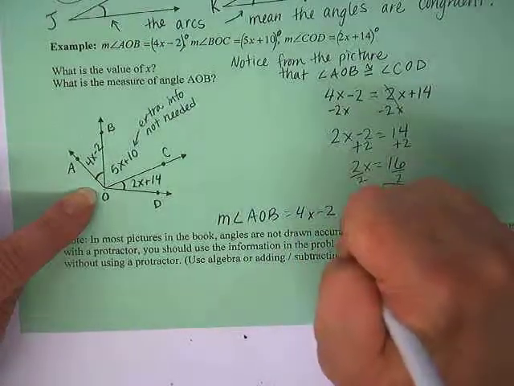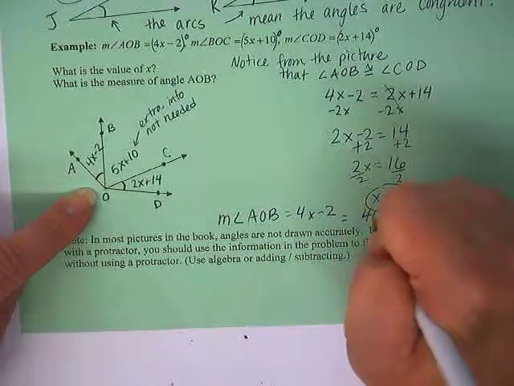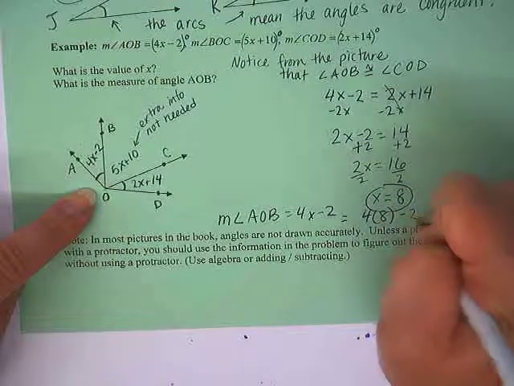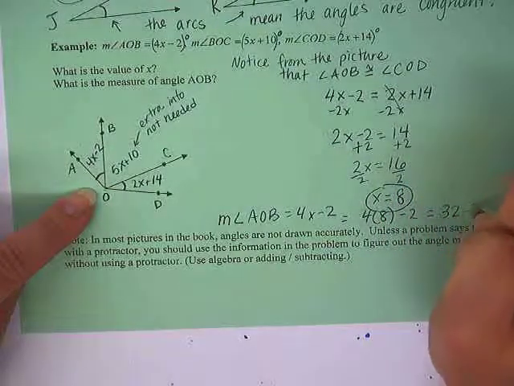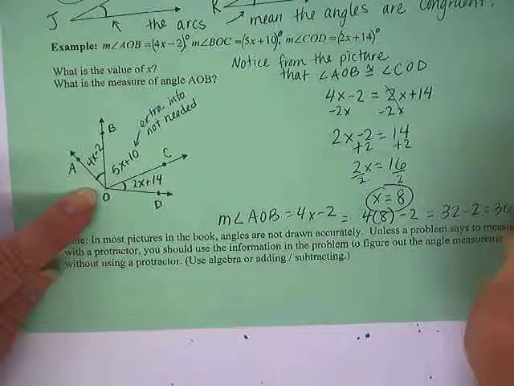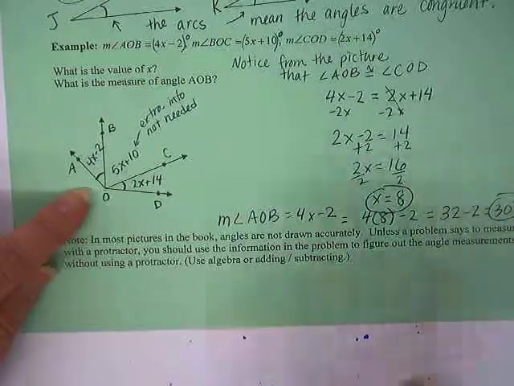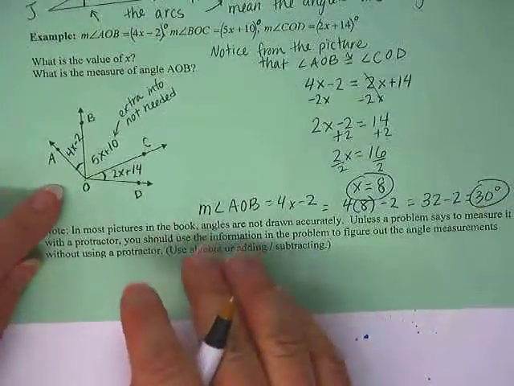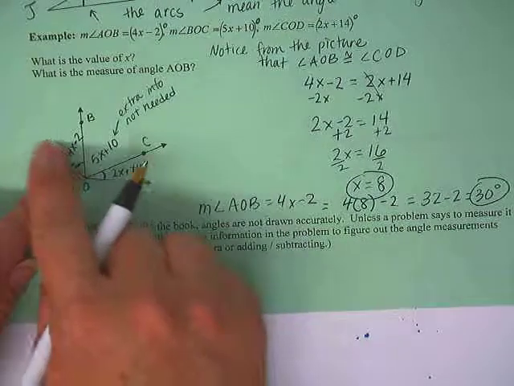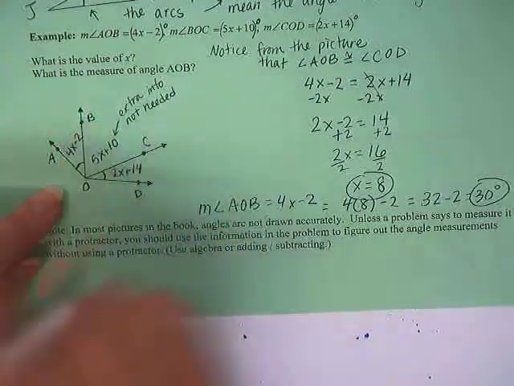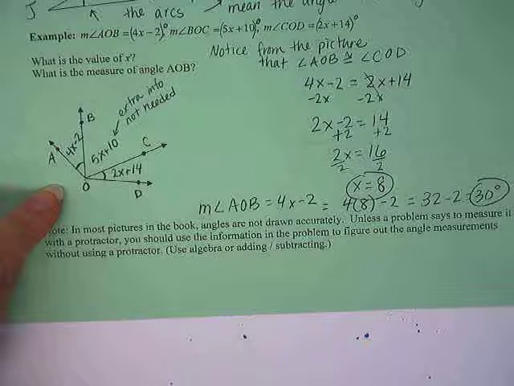Okay. What is the measure of angle AOB? So AOB was 4x minus 2, which was just representing the actual number. How can we now find the actual number? The measure of angle AOB was 4x minus 2. So that means we can take the 8 and plug it in. 4 times 8 minus 2, which would be 32 minus 2, which means the angle is 30 degrees. Good job, Alex.